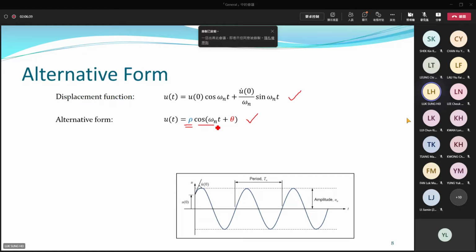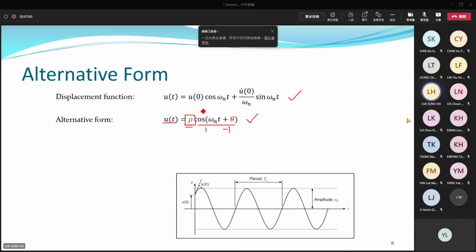Cosine function, what is the maximum value of a cosine function? 1. The minimum value, -1. Right. Cosine function, the magnitude is 1. So the vibration amplitude of this displacement function is basically governed by rho, the coefficient. That's why I think this alternative form is easier to understand, because you can see the vibration amplitude immediately.